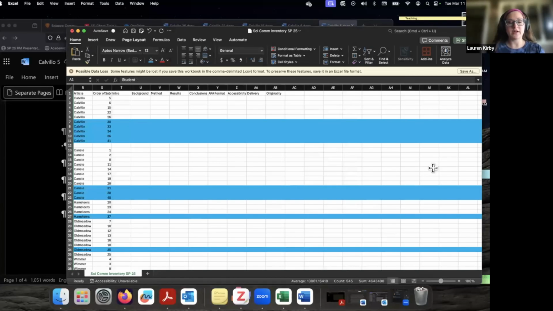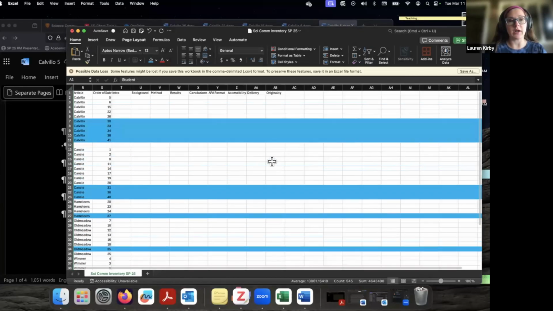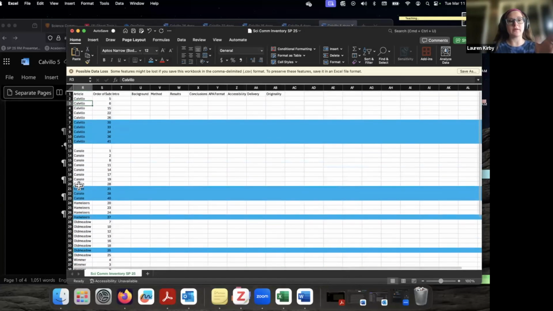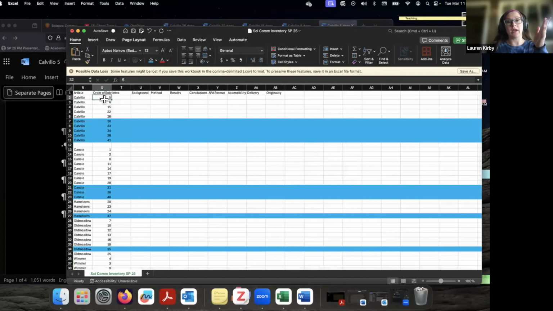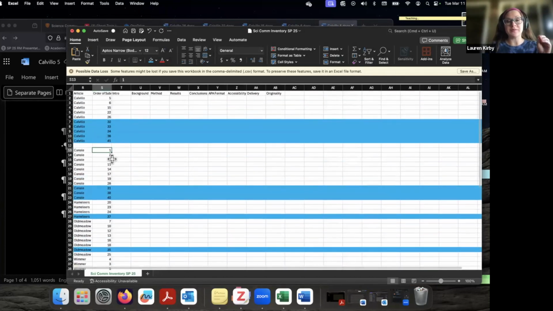All right, so what I've done here is taken all of the science communication projects, divided them up by which article they were written or filmed about, put in the order that they were submitted. So like number one was the very first person to submit a SciComm project. The ones in blue are the ones who submitted late.